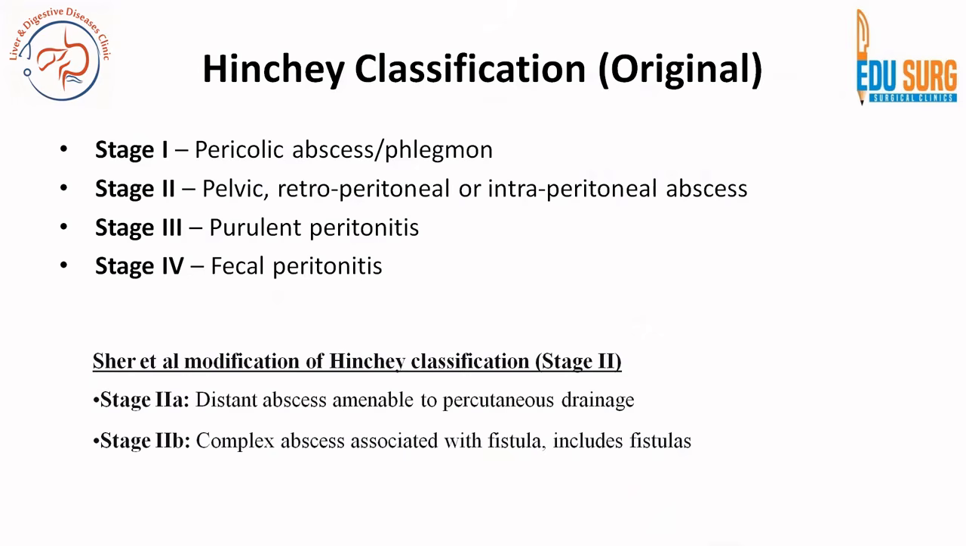So 2A is a distant abscess amenable to percutaneous drainage, whereas 2B is a complex abscess associated with a fistula. 3 and 4 remain the same. It is a free perforation subtype where there can be purulent peritonitis or fecal peritonitis. So that is type 3 and 4.